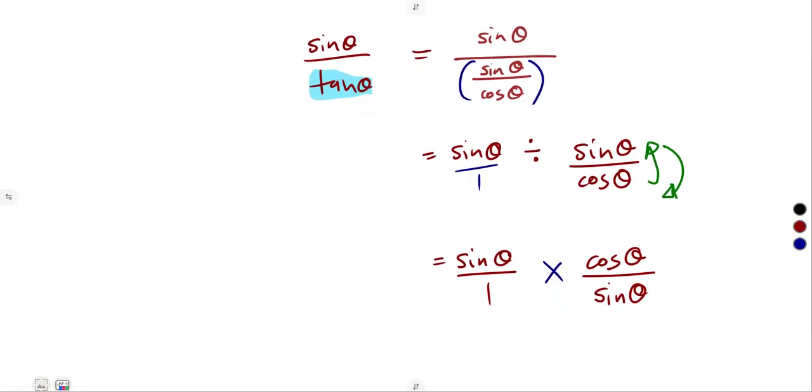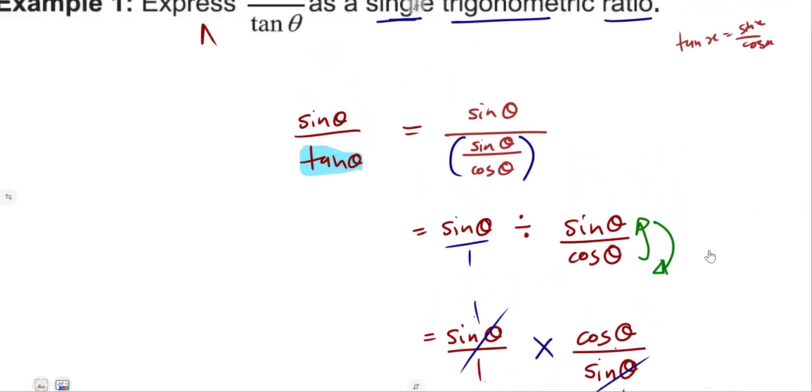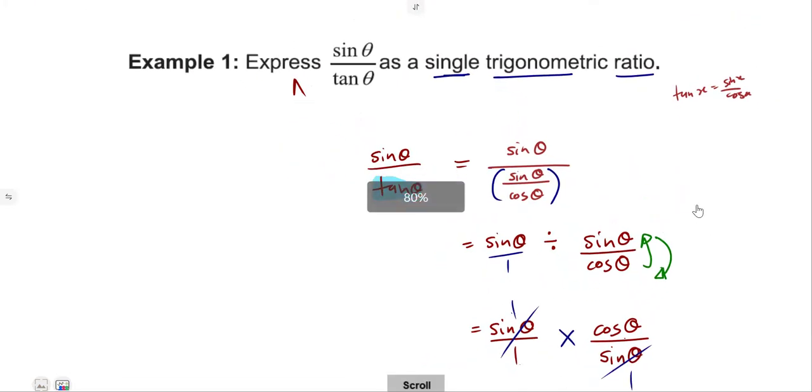So this is it. Sine and sine, numerator to the denominator, this is going to give us 1. So that is 1 times cos of theta over 1 times 1, which is 1. So cos theta over 1 is cos theta. So that is it. We have a single trig ratio there, cos theta. Thus, we have expressed this in simplest form.